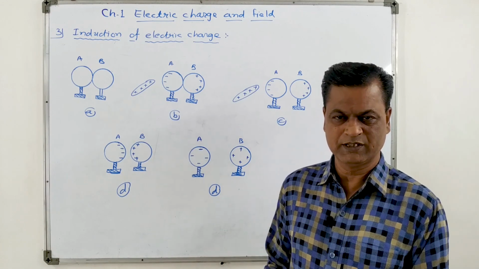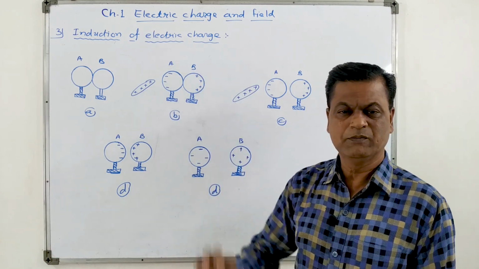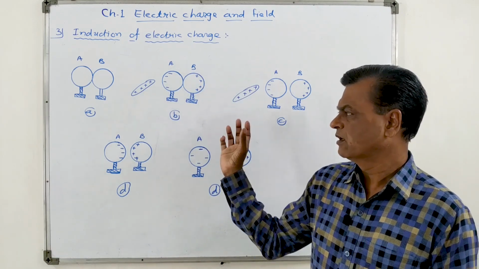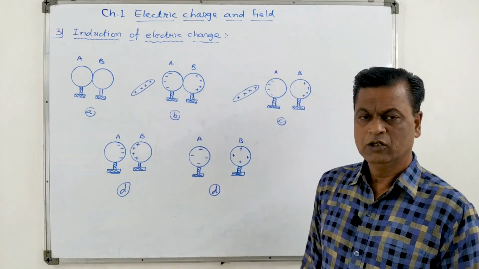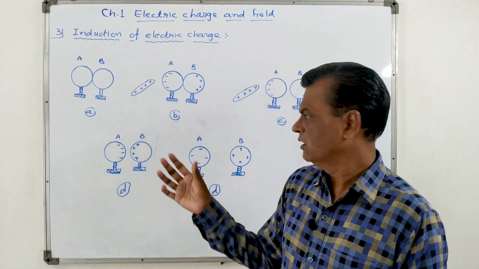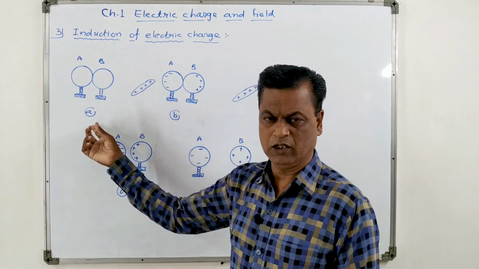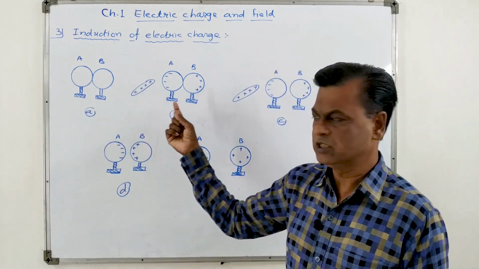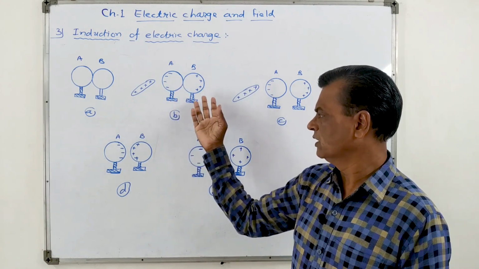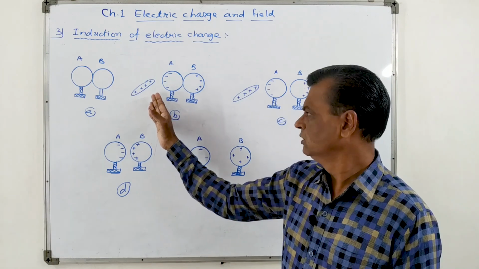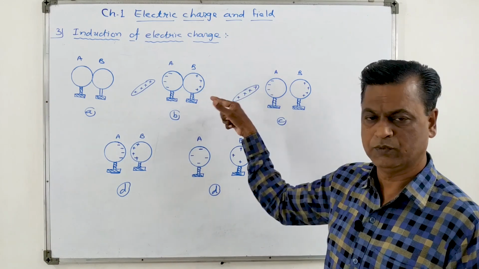Now the third method of charging a body is induction of electric charge. To explain this, consider five figures A, B, C, D and E. Bring two equal metal spheres supported on insulating stands in contact as shown in figure A. Now bring a positively charged glass rod near sphere A. Then free electrons in the spheres are attracted toward the glass rod. This leaves an excess of positive charge on the rear surface of sphere B.